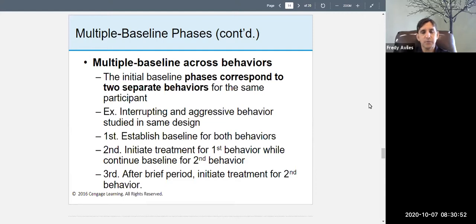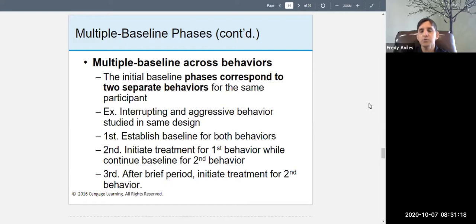So first you observe the participant and you see, okay, what is the normal level of interrupting, let's say for this child, okay? Let's say it's a child, right? What is the normal level of interrupting? And you graph that, okay? And then you also observe the normal level of aggressive behavior. What is the normal level of aggressive behavior for this same child? You graph that. And then you initiate the treatment for the first behavior, for the interrupting, okay?